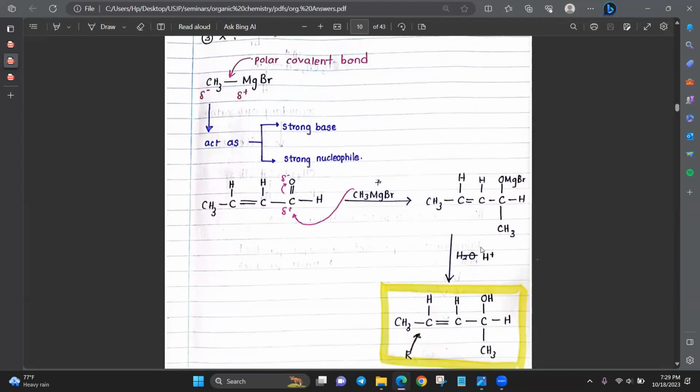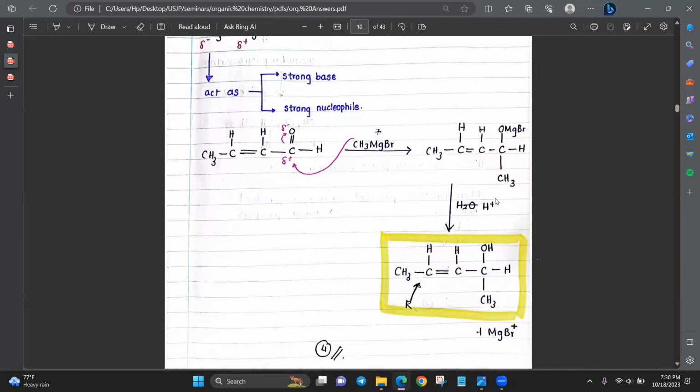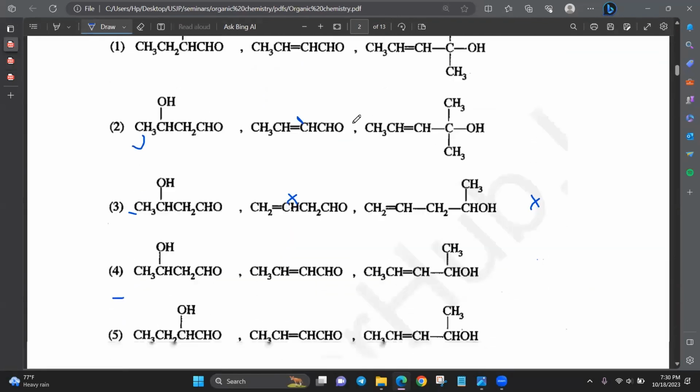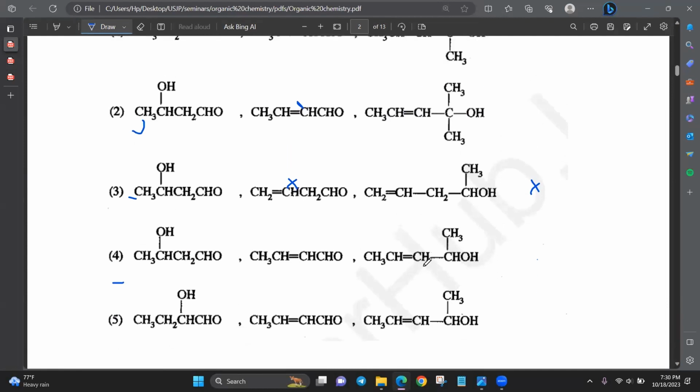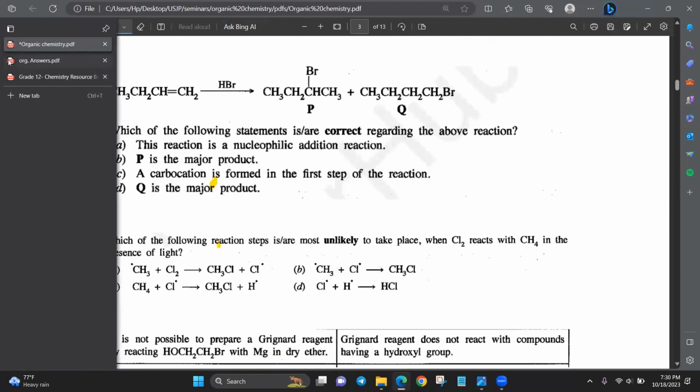Now this is our compound. Now if only the Grignard reagent is added, this will be the compound. But along with the Grignard reagent, we have added H plus. That means this oxygen will get minus, so this H plus will react with this group and form OH, and MgBr plus will leave. So this is our R compound. So according to that, from 2 and 4, this is our R compound, right? So what is the answer? Answer number 4. Okay. I hope you all understood that. If there's any problem, let me know.